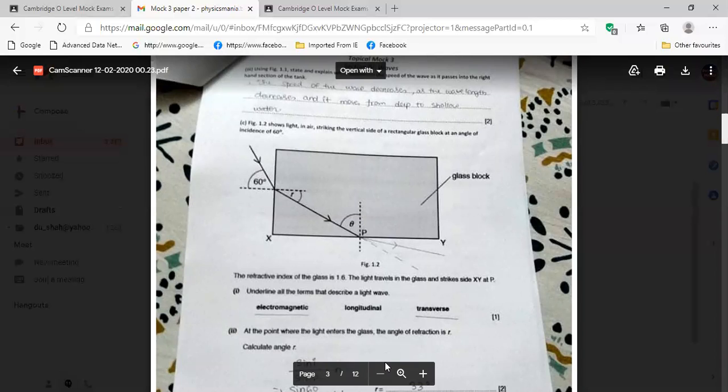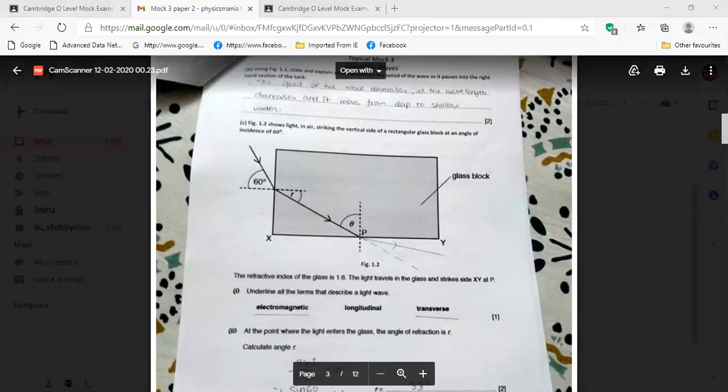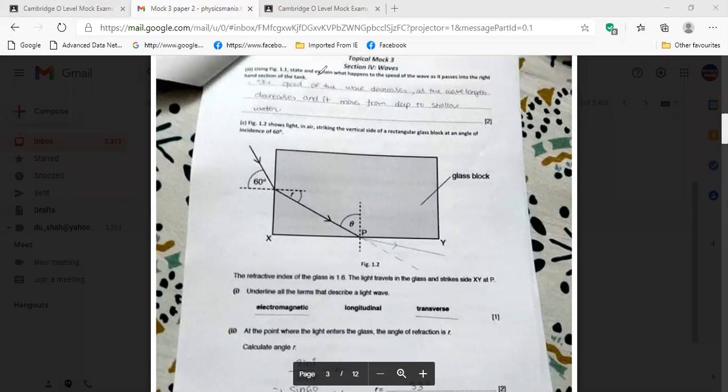Again, we'll check. There is an angle of incidence. What is the value? So draw it here correctly. Do you have a red pen? No, sir. I'm using the pen. No problem. Use the pen and correct it.